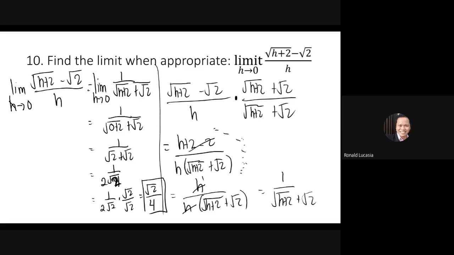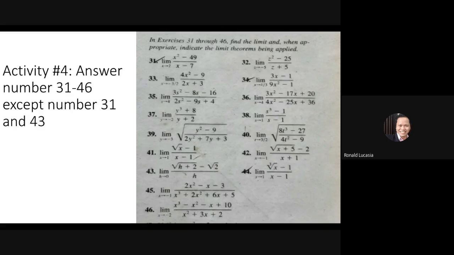Okay, so this will be the assignment. This is activity number 4. Answer 31 to 46. Find the limit when appropriate. Do not indicate the limit theorem anymore, kasi baka isumpa nyo na ako. Do not answer number 31 and number 43 because we're done with number 31 and number 43.